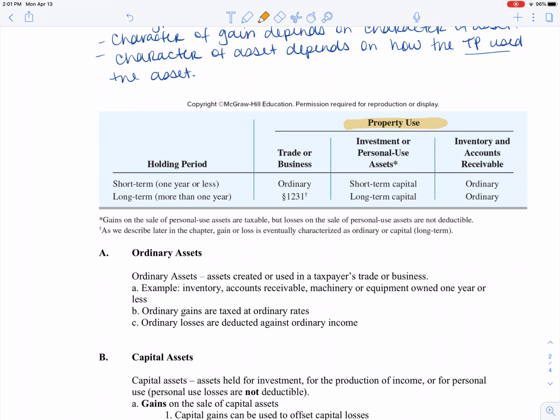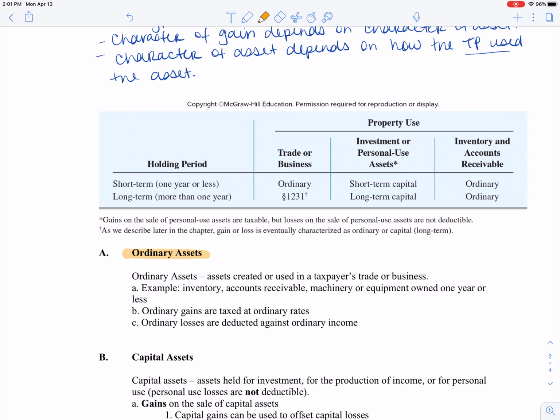So I would take a few minutes and get comfortable going through this table and looking at the types of assets. It's really helpful, and it will help you in the future if you really have this down and can figure out what type of use it is, what type of asset we would then consider it. All right, so let's talk a little bit more about ordinary assets.